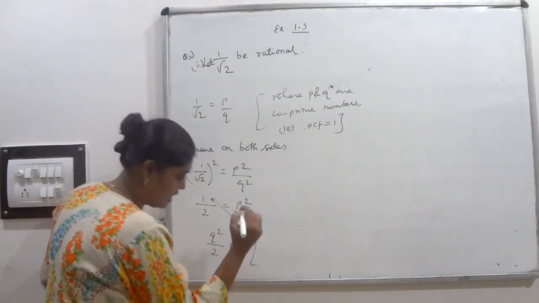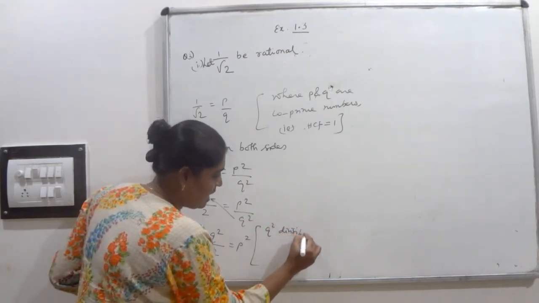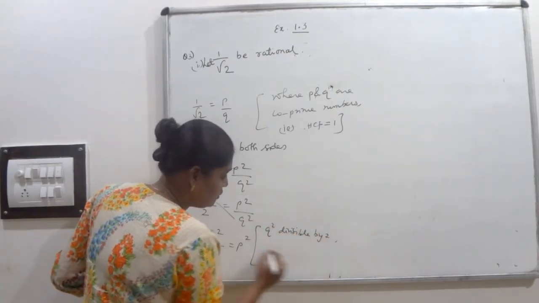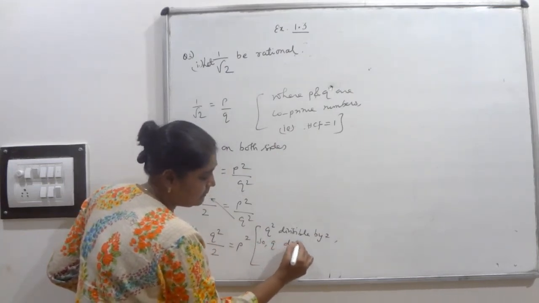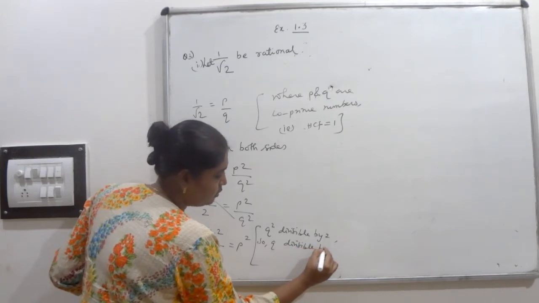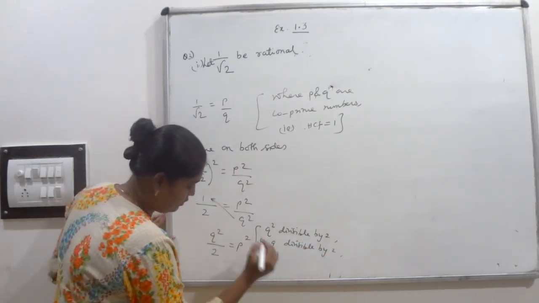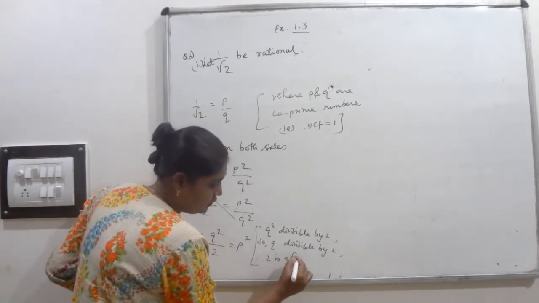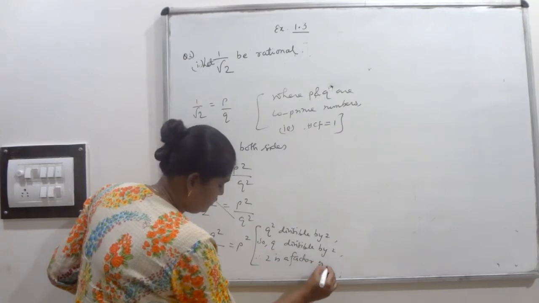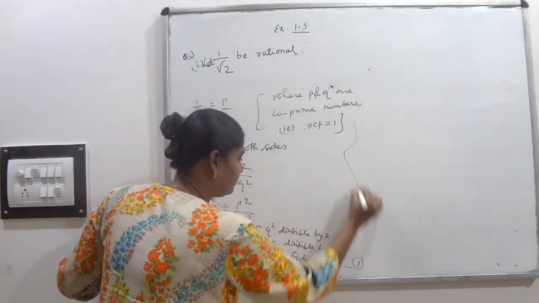That only I am going to write here. Q square is divisible by 2, so we can tell that Q is also divisible by 2. Therefore 2 is a factor of Q. That is equation number 1.